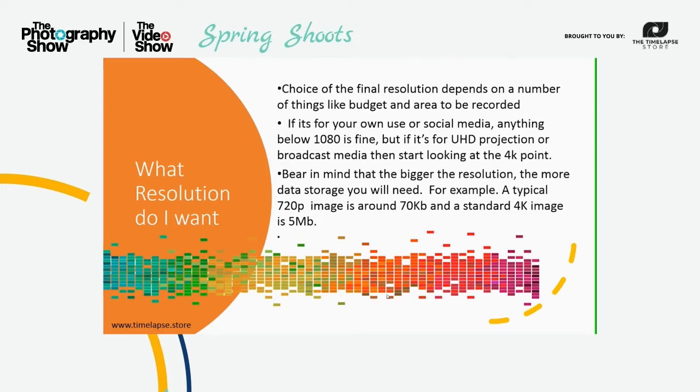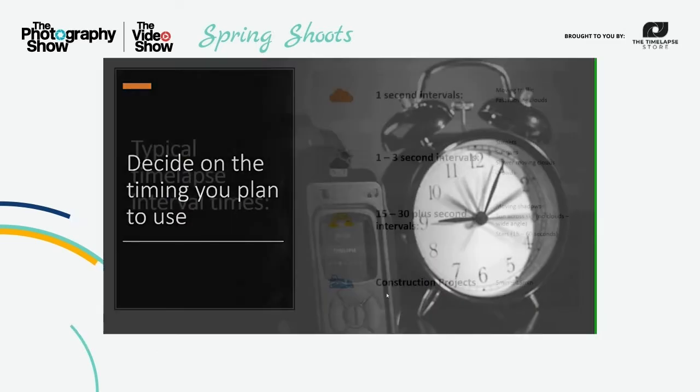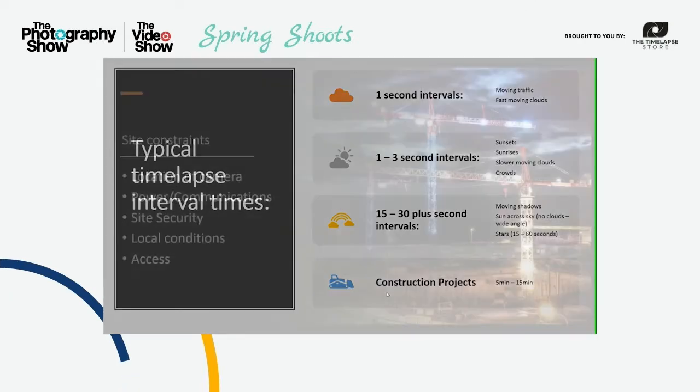Bear in mind that the bigger the resolution, the more data storage you're going to need. For example, a typical 720p image is about 70K, whereas a standard 4K image is about 5 megs, and RAW images are probably 3 times this. You need to decide what timing you plan to use. Now, this depends on the project you're filming, the duration of the project, and how much editing you want to apply. So if you're doing something like moving traffic or fast moving clouds, then 1 image a second is fine. However, if you're looking at larger construction projects running many months or even years, then 1 image every 5 or even 15 minutes is where you should be.